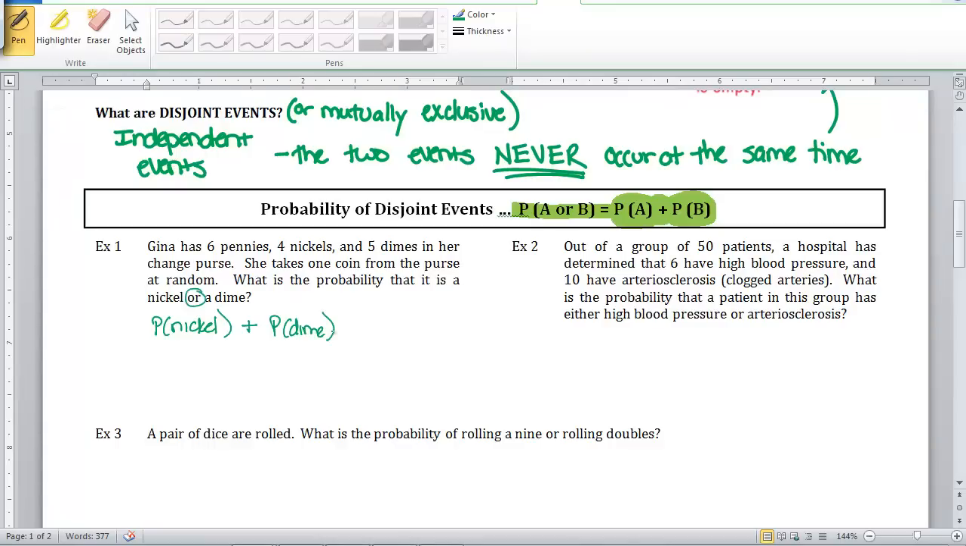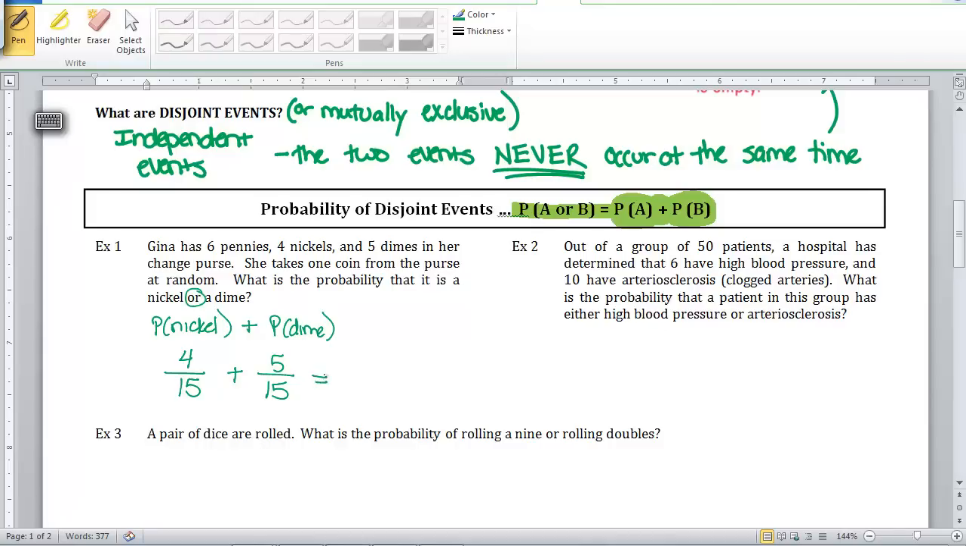And so the probability that she would pull a nickel, well, since there's 4 nickels, she could have 4 chances out of the 6 plus 4 plus 5, 15 coins of drawing a nickel. Or, addition, there are 5 dimes, and so she has a chance 5 times of pulling a dime from the 15. Now again, these are 2 different events, and so only one of them is going to happen. So there's no worry of making it only out of 14.